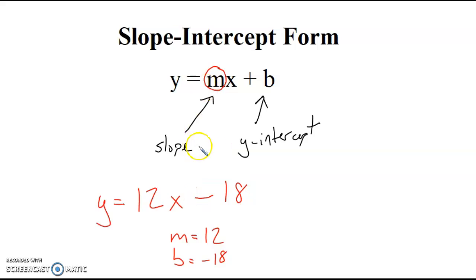It really is that easy, guys. All you have to do is understand this formula up here, y = mx + b. Know that m is slope and b is y-intercept.